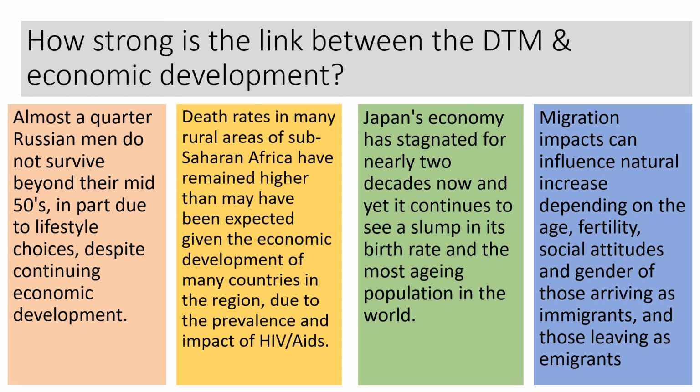And that's in part due to the fact that there are so many old people that are retired and they're not earning. So the economy isn't growing. So again, that doesn't really fit the model at stage 5. And then finally, let's think about migration. Migration impacts can influence natural increase depending on the age, fertility, and social attitudes and gender of those arriving as immigrants and those leaving as emigrants.